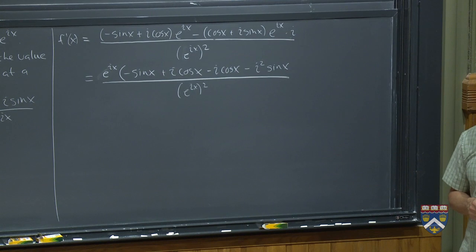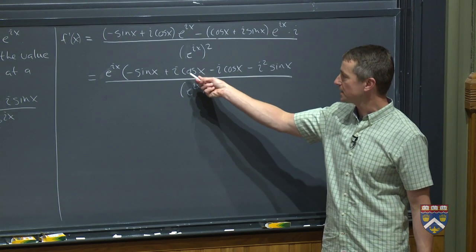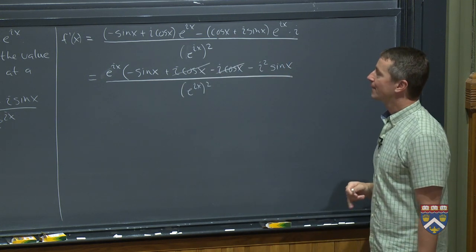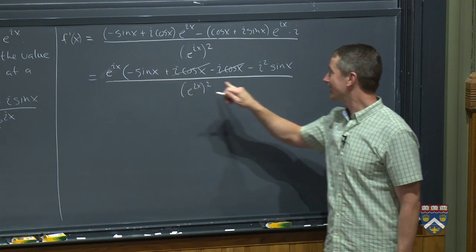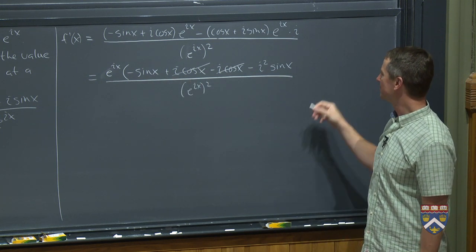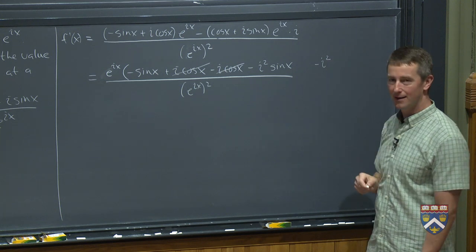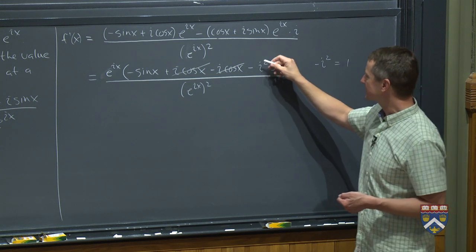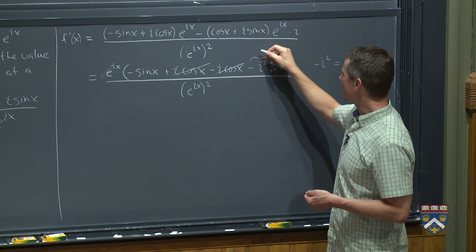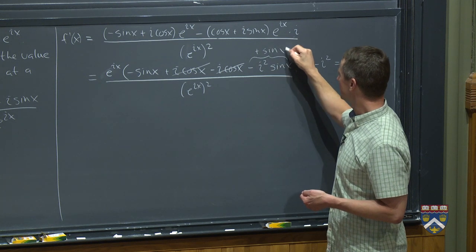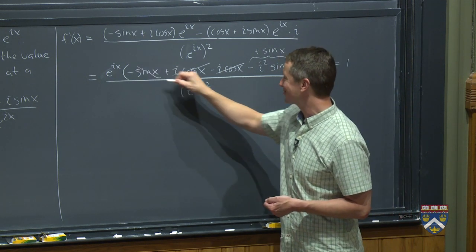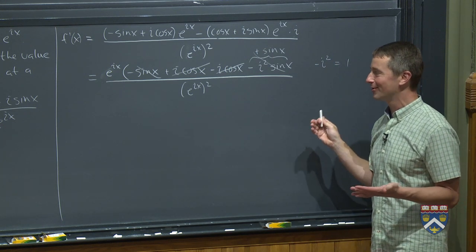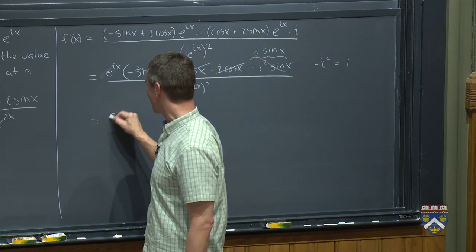Well, I hope you're noticing some nice things are going to happen here. I've got this i cosine x and a minus i cosine of x, so those cancel. I've got this negative sine of x, and here I've got negative i squared. But what is negative i squared? i squared is negative 1, so negative i squared is 1. Meaning this is really the same as saying plus sine of x. So these two cancel as well. And what are we left with in the numerator? e to the ix times 0. So this whole thing equals 0.